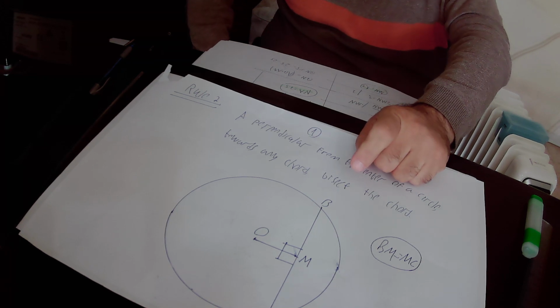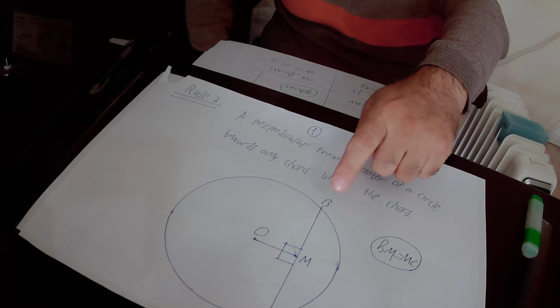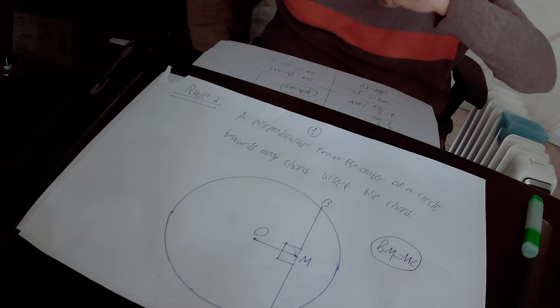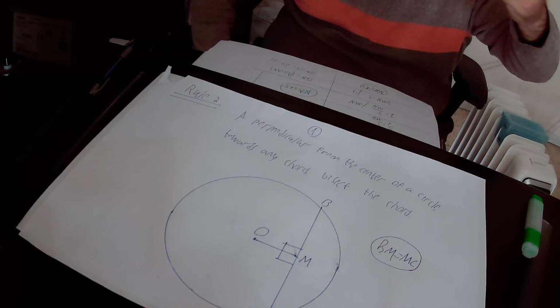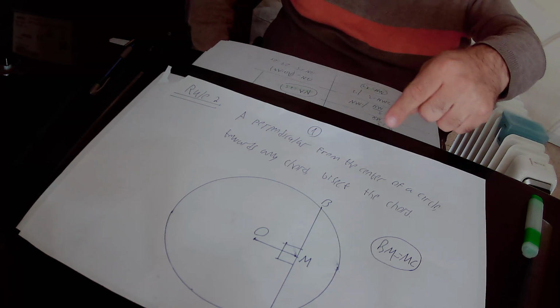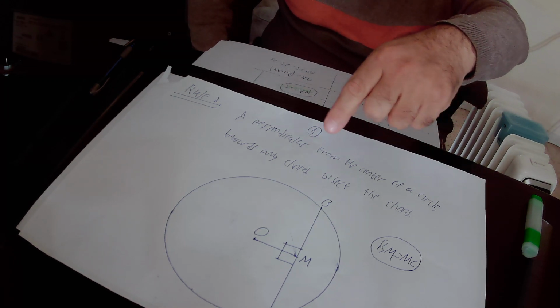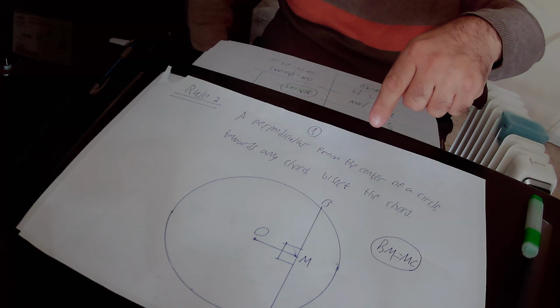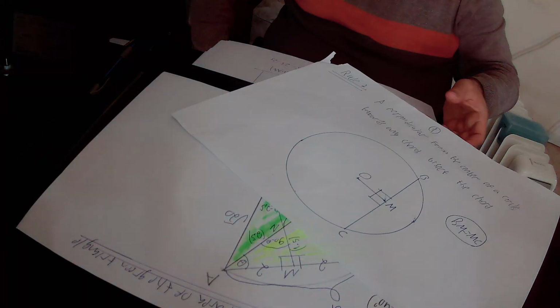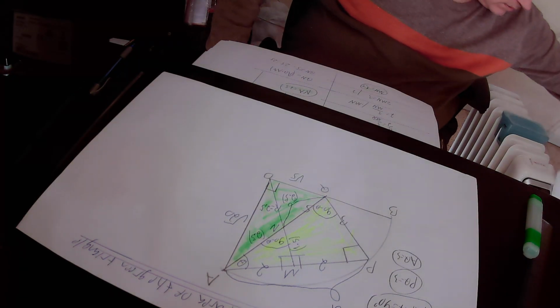That is to say, it divides this into 2 halves. The first half is BM, the second half is MC. And of course, BM equals MC. So whenever you draw a perpendicular from the center of the circle towards any chord, it will bisect the chord. In this case, the perpendicular OM bisects chord BC, that is to say, BM equals MC. We implemented rule number 2 in our drawing.